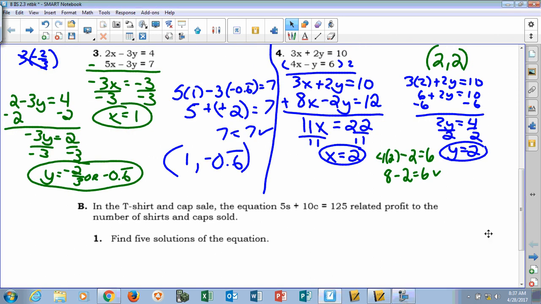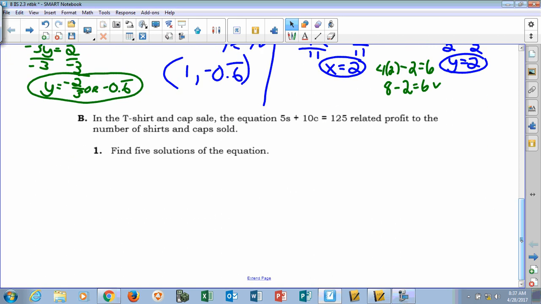All right, what was one of the points that you could use? How many people use the intercept? Put a 0 in for something. Anyone? Nobody? Nobody put a 0 in for something? Right? If I put a 0 in for S, C is what? What's 125 divided by 10?